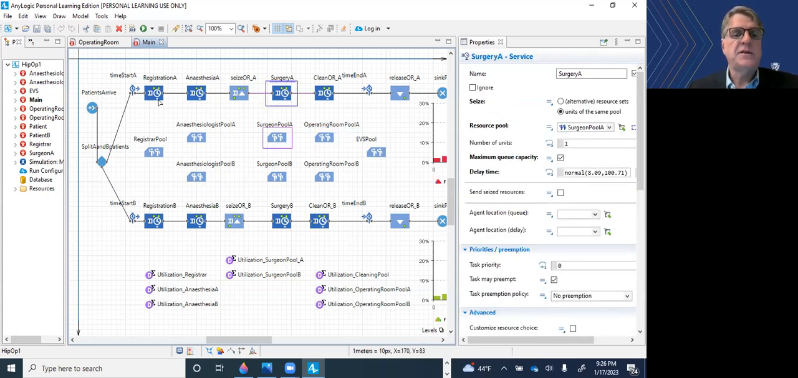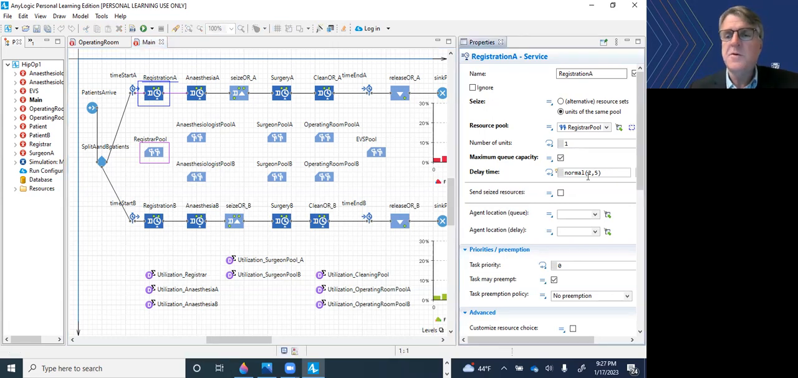So let's just have a look at the times on these things. The registration is normally distributed in duration with a mean of 5 minutes and a standard deviation of 2 minutes. So recall the AnyLogic format for the delay time. It's normal of sigma comma mu. So this mu and sigma are kind of reversed from what we're normally accustomed to. So the 2 is the standard deviation, 5 is the mean.